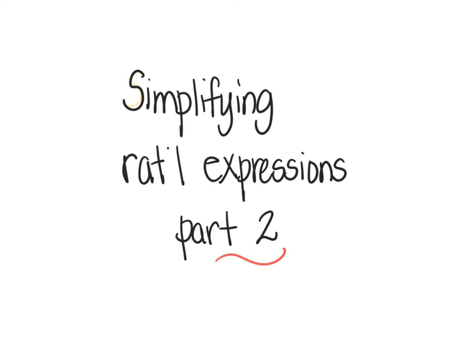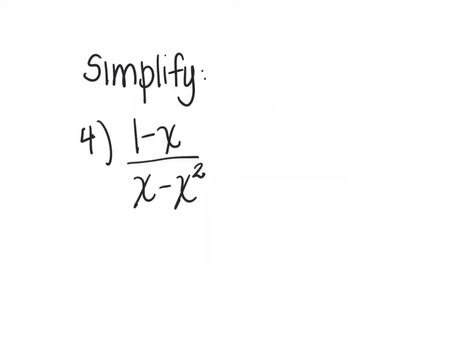In this video, we are going to continue our work simplifying rational expressions. Remember, we can think of a rational expression as just a fancy fraction. So number 4 asks us to simplify 1 minus x over x minus x squared. Remember that in order to simplify or to cancel things in common, you have to factor first.